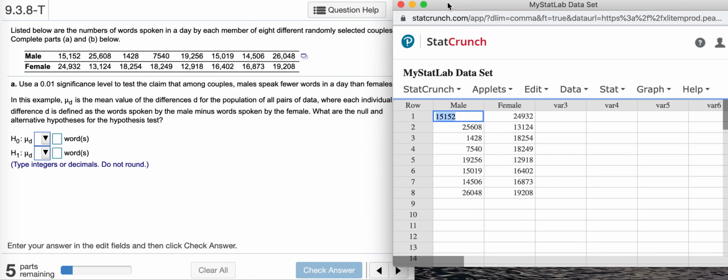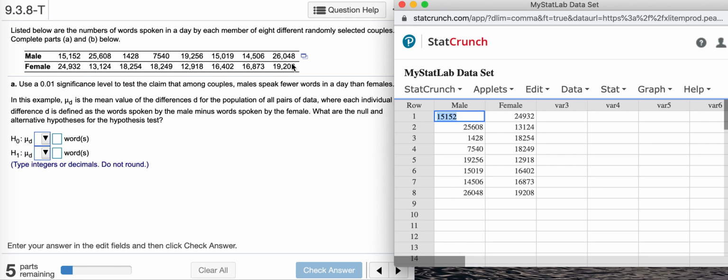So we actually have the data ready to conduct our test. So here we're supposed to use a significance level, alpha 0.01, to test the claim that among couples, males speak fewer words in a day than females.